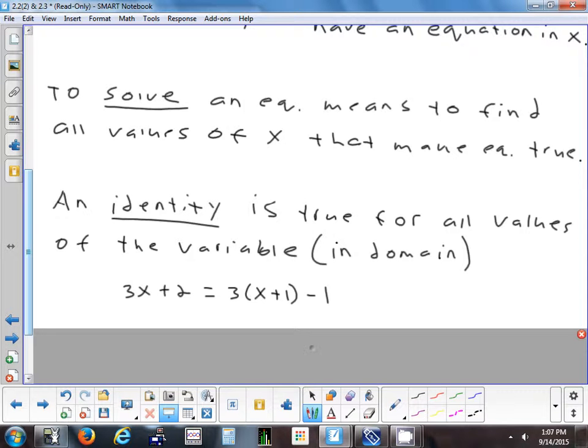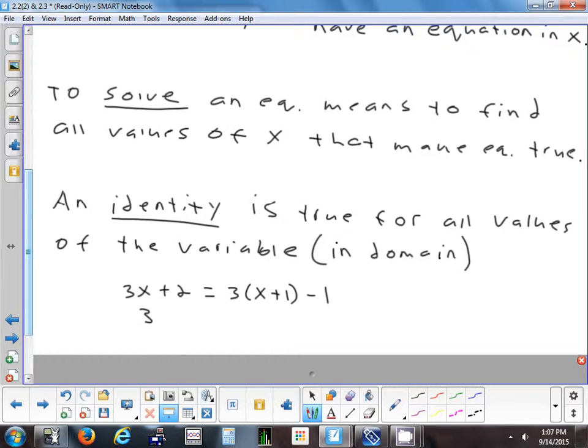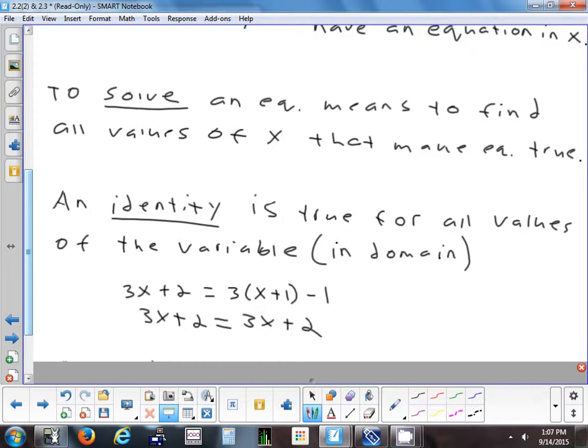The reason this is an identity is, watch what happens when you start to solve it. 3x plus 2 on the left. If you distribute, you're going to have 3x plus 3 minus 1. Plus 3 minus 1, that's plus 2. You'd end up with this. And then you could subtract 3x from each side, but then you're going to end up with that. 2 equals 2.